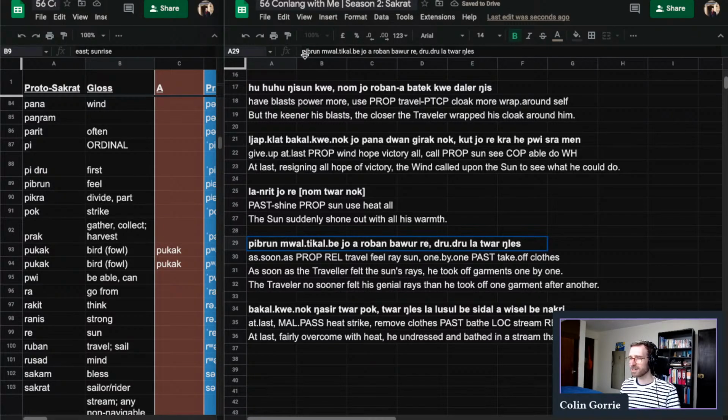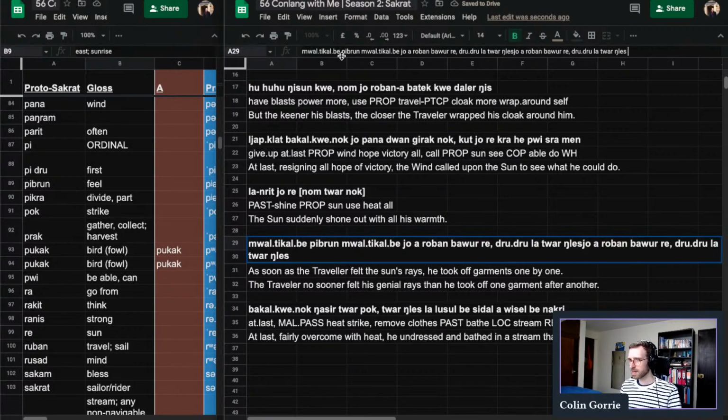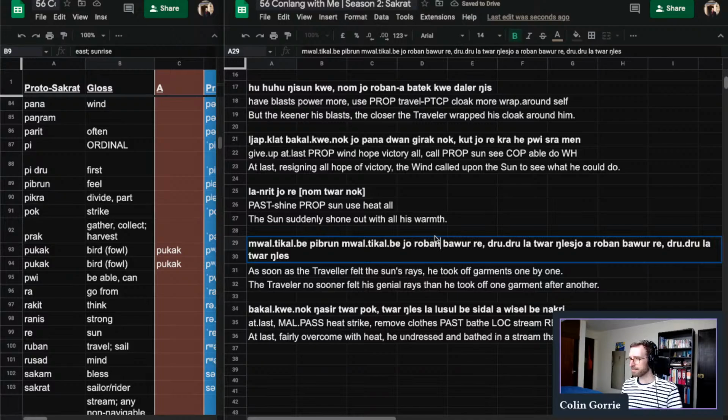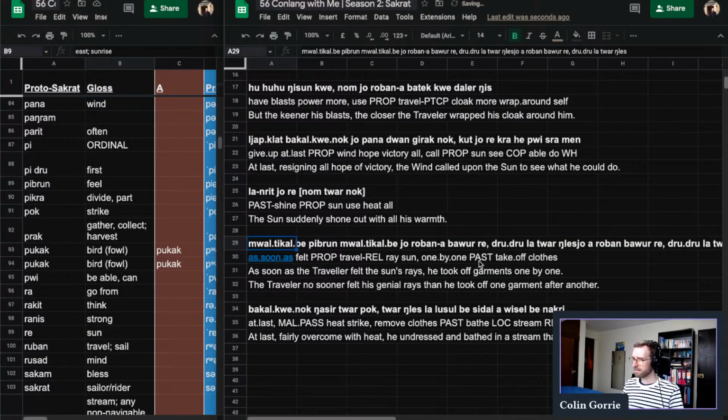It tries to make it a URL, and I don't approve of it. Although it shouldn't be right. It should be right after this. As soon as felt the traveler, so robana, paurre, one by one took off his clothes.